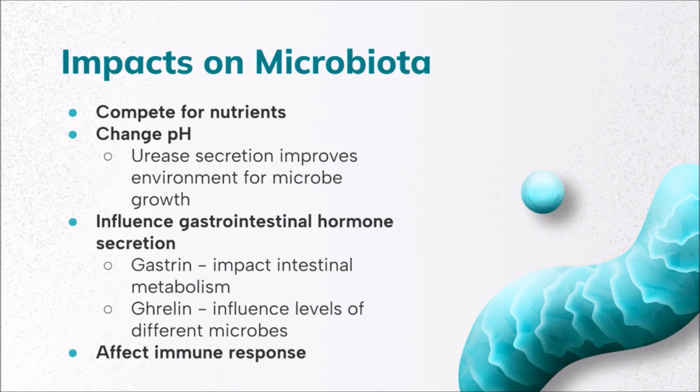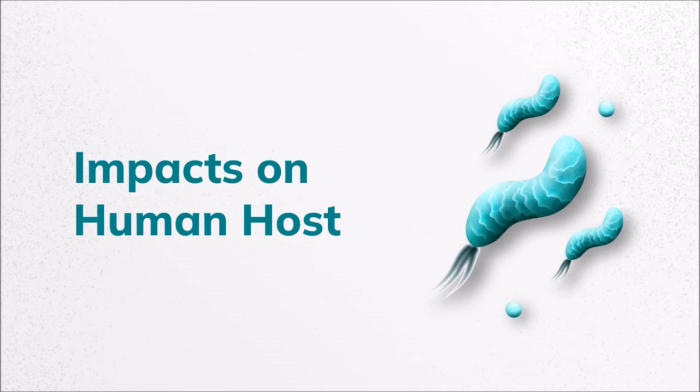So H. pylori also impacts the microbiota in the stomach by competing for nutrients and by changing pH, which can improve by raising the pH. It can create a better environment for microbial growth. It also influences gastrointestinal hormone secretion, for example, by stimulating the secretion of gastrin and ghrelin, both of which can influence microbial levels, and it also affects the immune response.